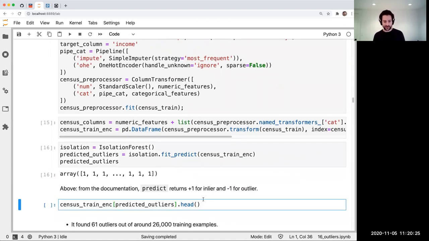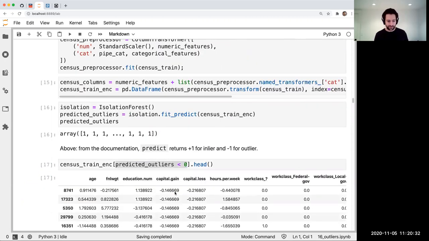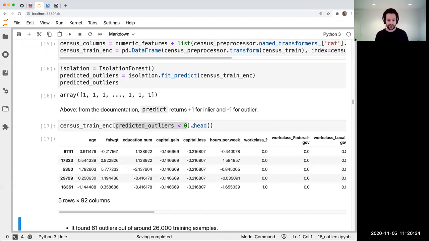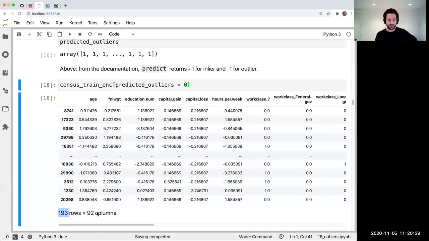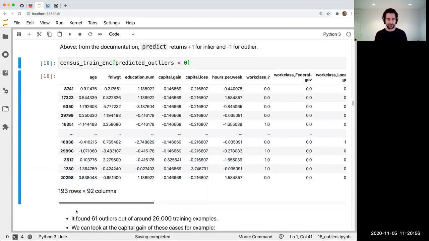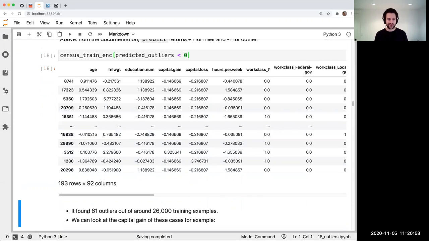And so if I get all the cases where it's negative, that's going to grab the outliers for me. And what it does is it grabs 193 cases that it decided were outliers. So according to this scikit-learn isolation forest, the details of which we're not going into here, out of the 20,000 people, it considered 193 of them to be somehow strange. So that's pretty useful.